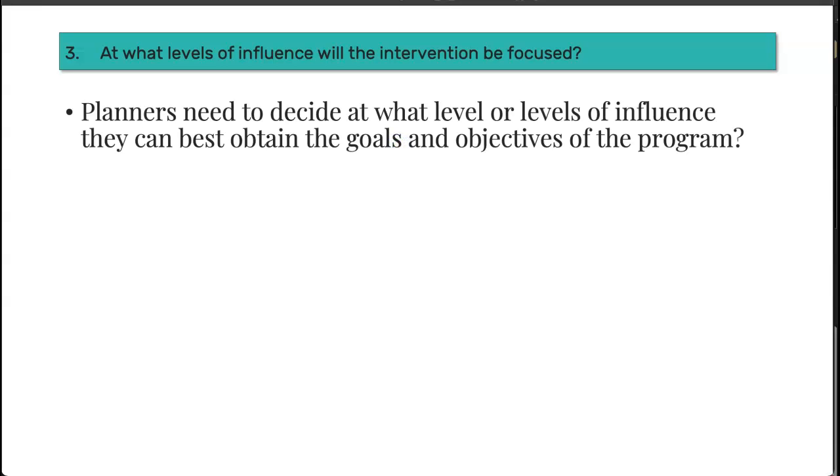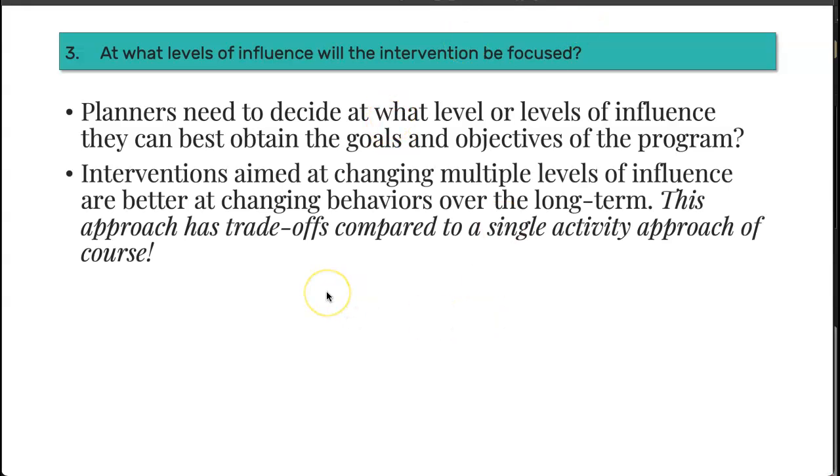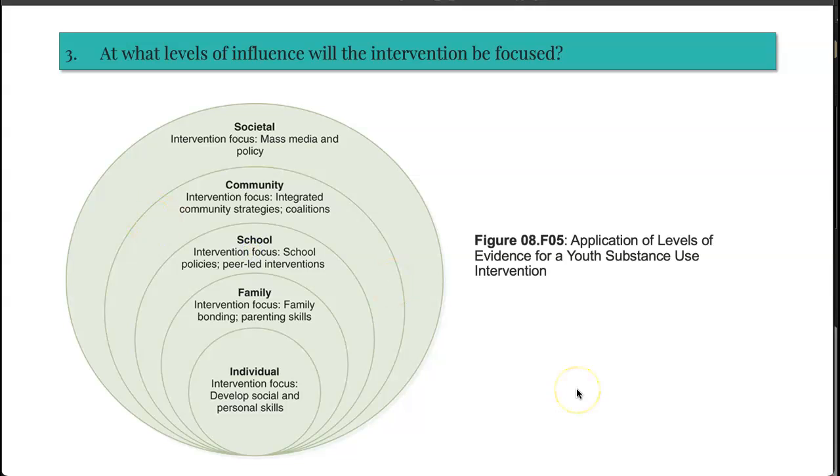Okay, so what levels? Planners need to decide the level or levels of influence that can best obtain the goals and objectives of the program. And of course, we've said it over and over again, you want to target multiple levels if you can. This approach has trade-offs. It's more expensive, more complicated, and involves more resources. So it's not just, let's always do this. You always have to weigh what your budget and your resources can afford.